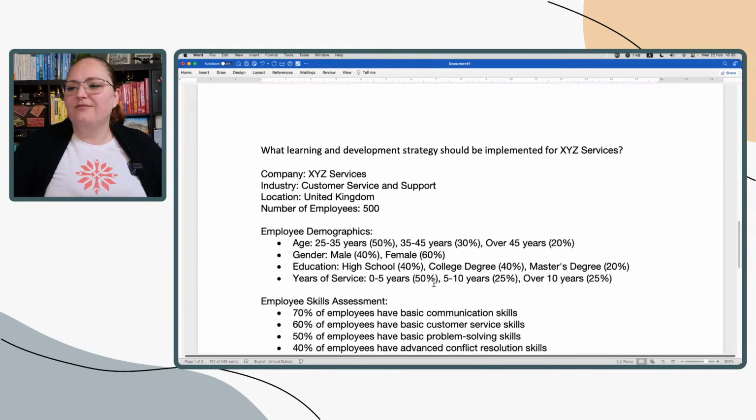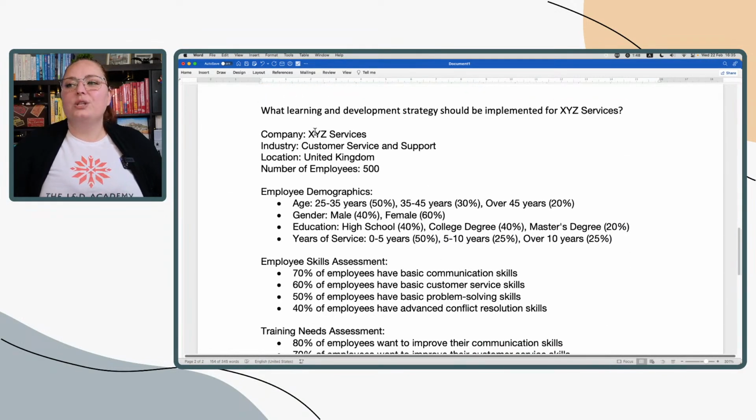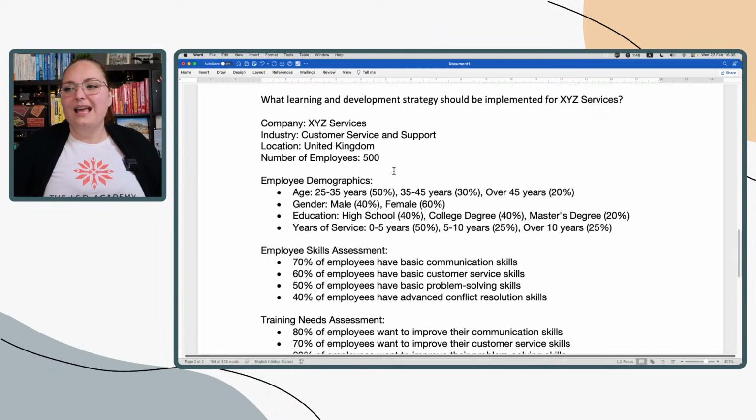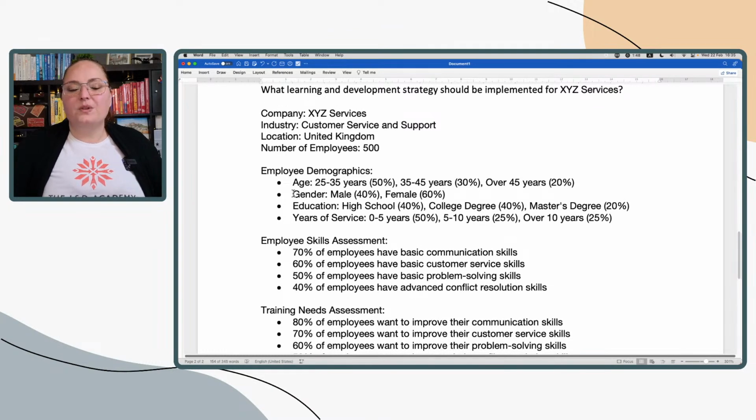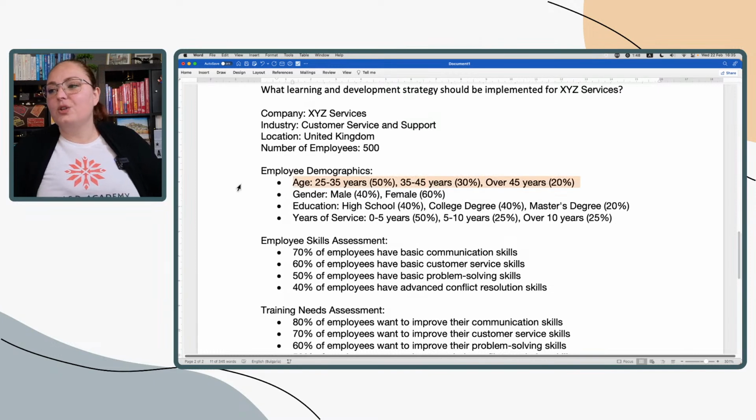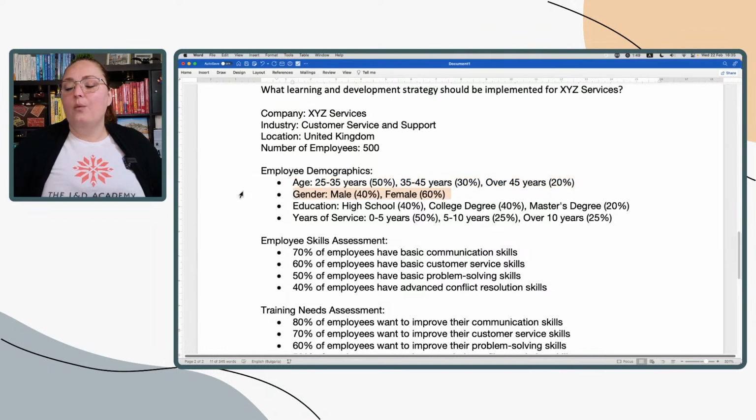The second prompt, very similar to this one, but this time we're doing an XYZ services and customer service and support in the UK, and we have 500 people. We have a much younger force, so 50% are between 25 and 30 years of age, 30% are between 35 and 45, and then 20% are over 45. We have 40% male, 60% female, education, high school 40%, college degree 40%, master degree 20%, and years of service. So 50% have been there less than 5 years, 25%, or a quarter, between 5 and 10 years, and a quarter for more than 10 years.